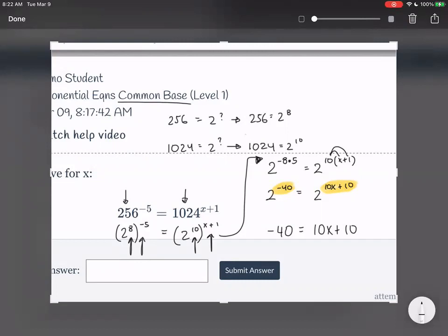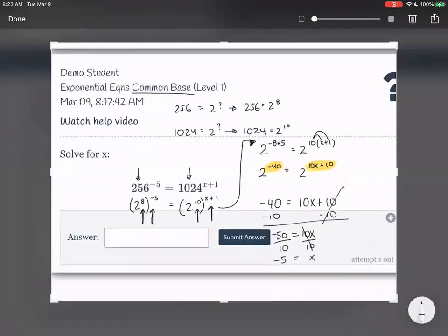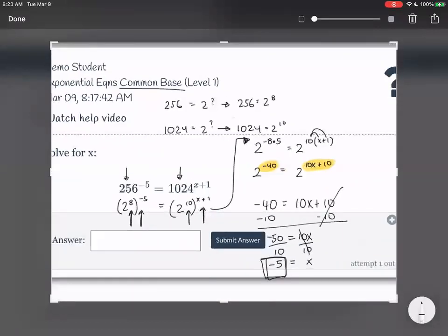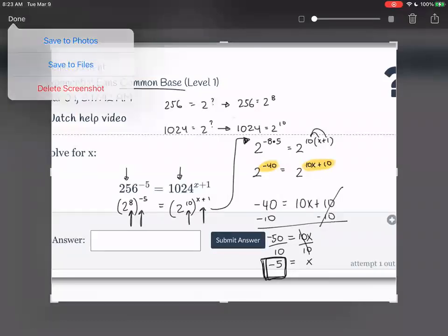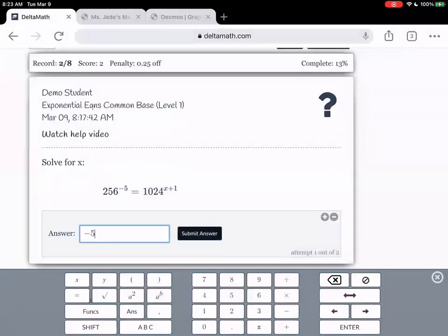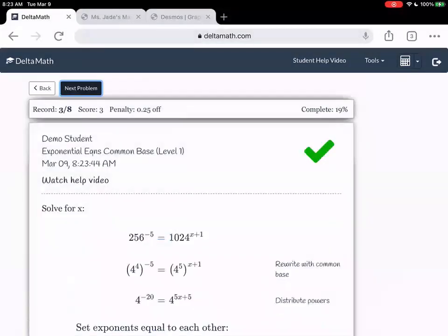So I don't need to move any x's to the other side because there's only one x term. All I have to do is subtract 10, get negative 50 is equal to 10x, and those cancel out. Then you're going to divide by 10, those cancel out, you get x is equal to negative 5. So this will be our final answer. Let's go ahead and enter in negative 5. Okay, so I think that's it for this video. Let's go on to the next category.